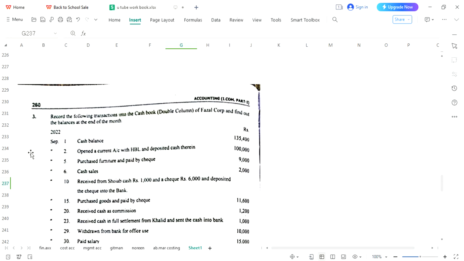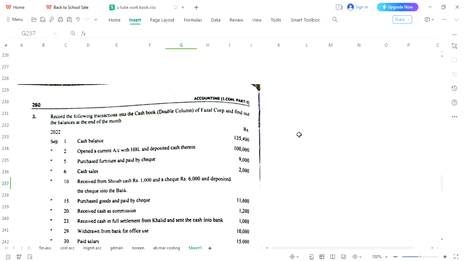Today's target is to solve question number 3. The chapter which we are related with is cash book, and again you can see that it is double column cash book. It means cash and bank. Both ledgers will be included in this cash book.